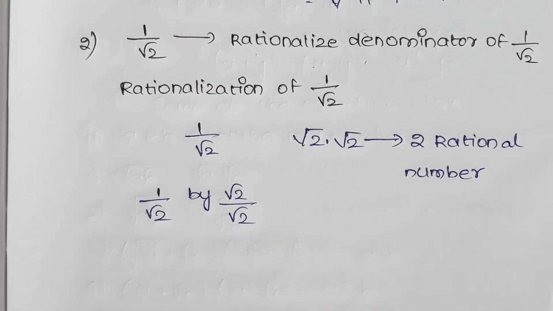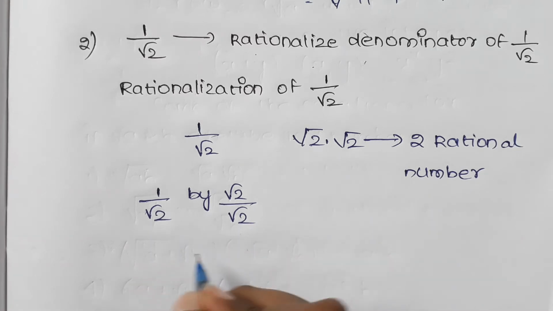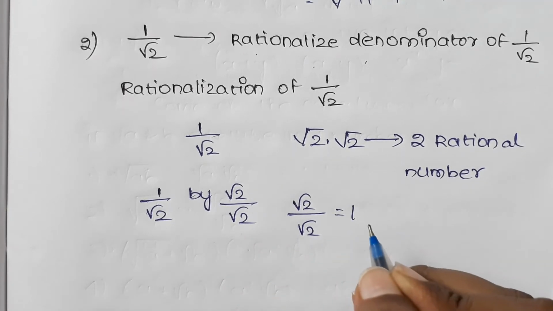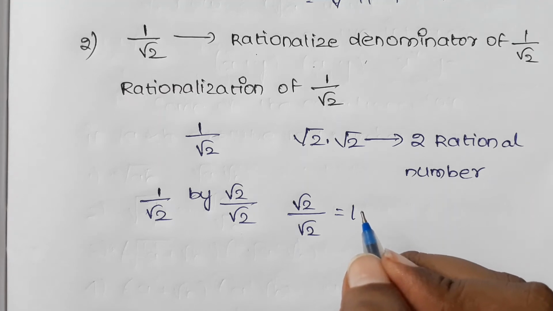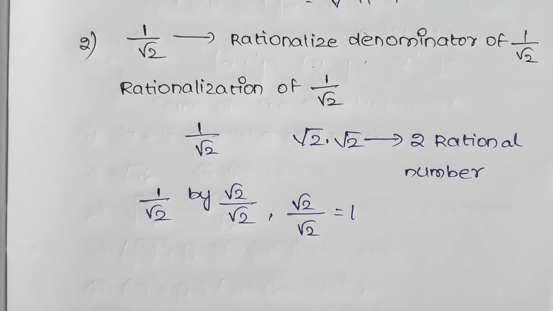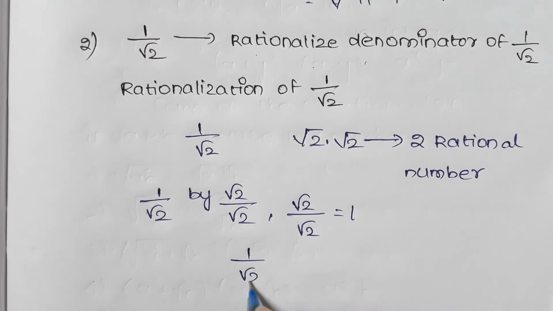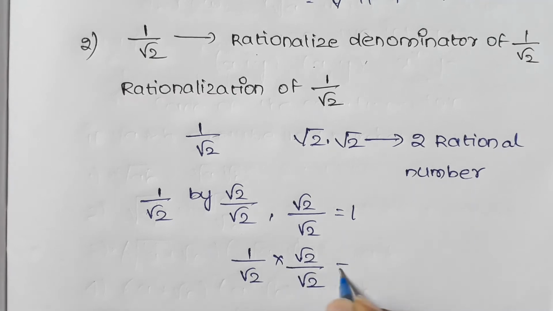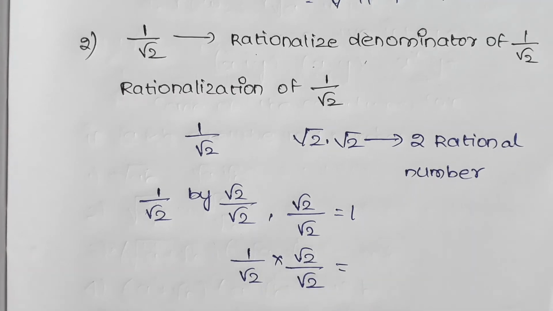When we multiply 1 by root 2 with root 2 by root 2, the rationalization process comes in. Here root 2 by root 2 is nothing but 1. So we put these two facts together, and we will get 1 by root 2 into root 2 by root 2. Here root 2 by root 2 is nothing but 1.